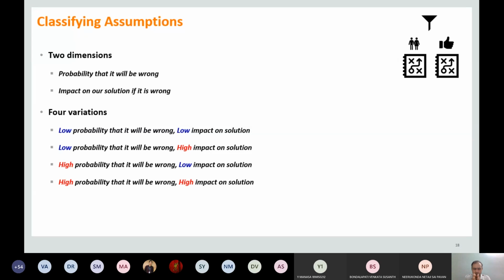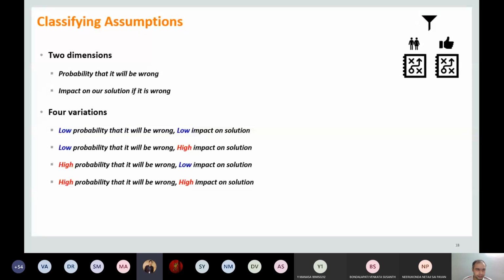Okay, you should understand what is the probability of my solution going wrong. Then, based upon the probability, what will be the impact on the solution you have proposed. Are you able to understand this? If not, I can explain one more time. Are you able to understand? Are you able to follow?